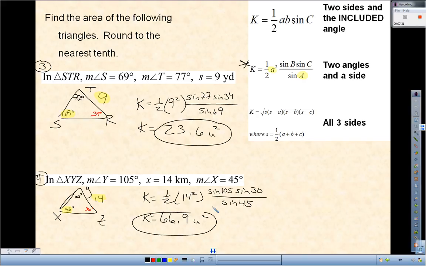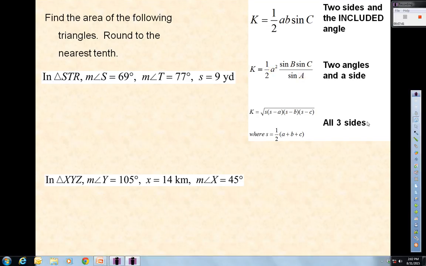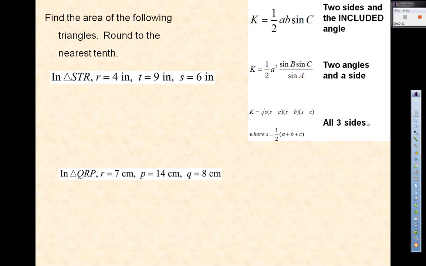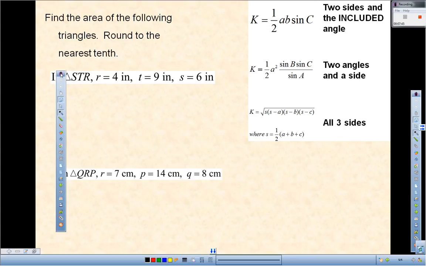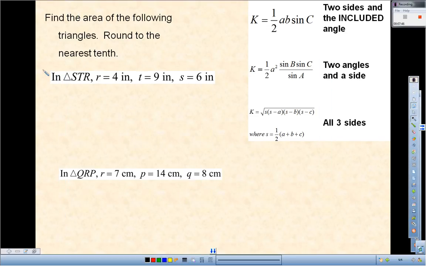Alright, let's look at two more. Obviously two more, because that's the last example we're going to try. For number 5, it says triangle STR. Notice I'm given R is 4, T is 9, and S is 6. I'm not given any angle, so I know I'm going to be using the last formula.